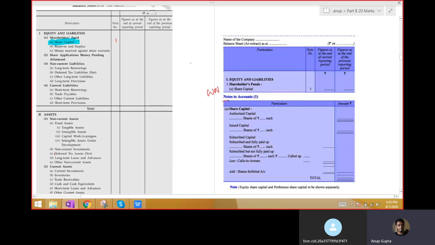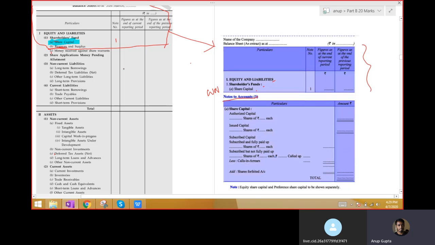Then we write notes to accounts, and we make this format. This format has to be followed. This is an extract. Don't get confused with this. This is just a part, not the reserve and surplus. This is the whole part which is taken out and shown here. So share capital, the major heading is shareholders fund under equity and liabilities.